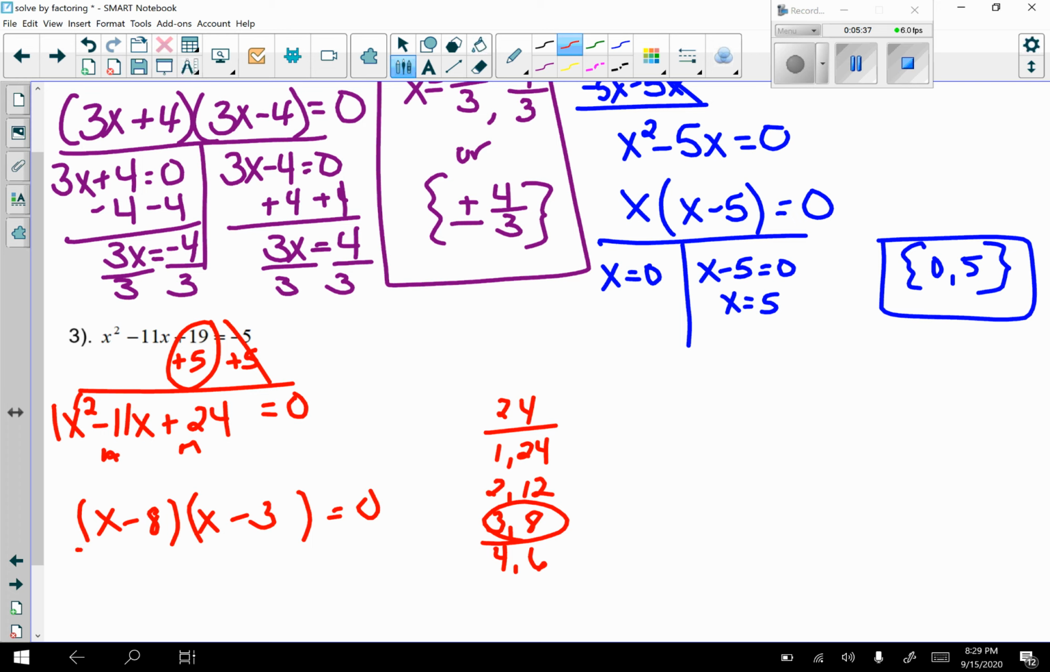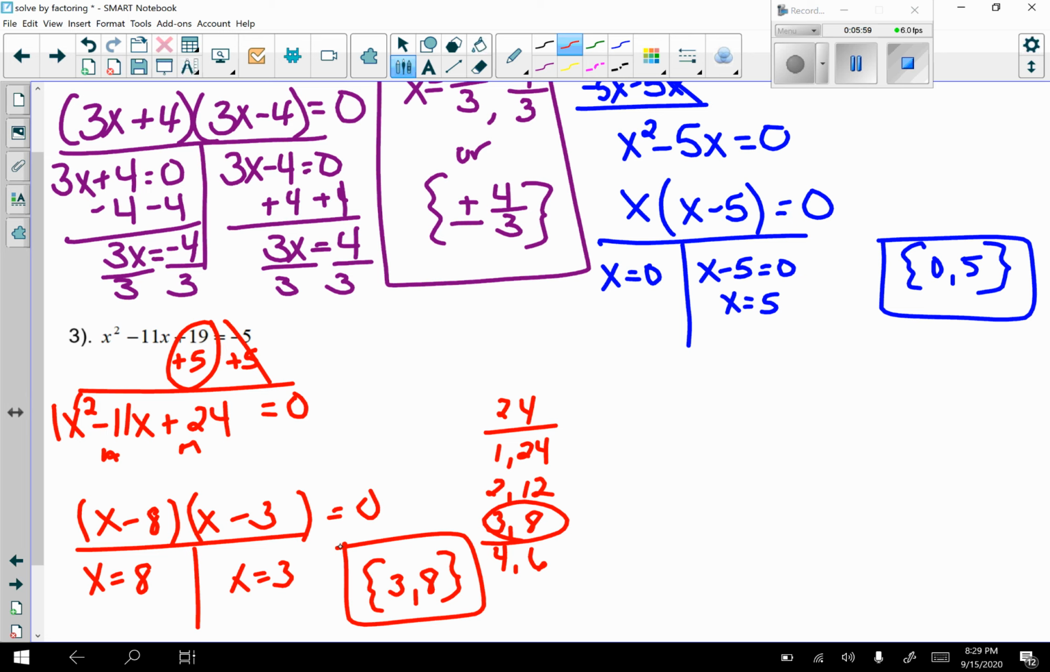Bigger number goes first. It's an equation or a solving question, so I'm going to tee off. Take a shortcut if you want. You know that it's the opposite, hopefully by now. If not, that's okay. Write it out, solve it each time. So my answers here are 3 and 8. So that's how you solve a quadratic equation by factoring.